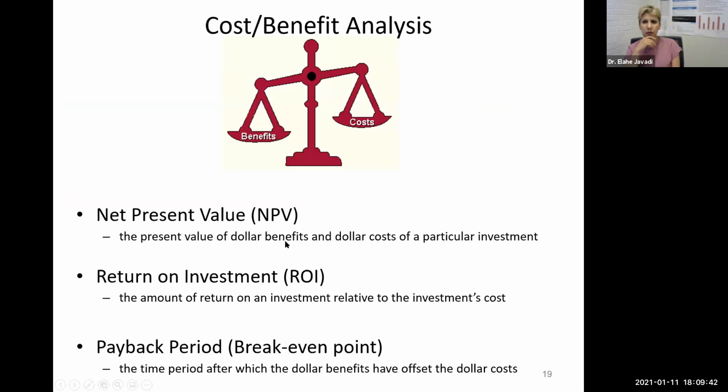So just wondering how many of you have done cash flow analysis, ROI, or break-even point before? In life, in internship, in projects? No? I don't see any hands.